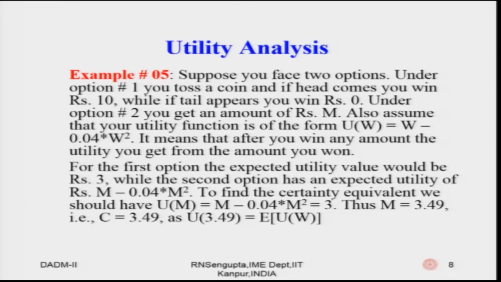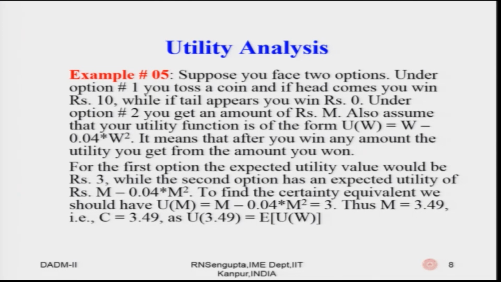Suppose you face two options. Under option 1 you toss a coin, and if a head comes you win 10 rupees, or $10. Let us consider rupees 10, while if a tail appears you win 0 rupees, none. Now consider another option, option 2. It is basically a coin, and we would consider it as an unbiased coin.